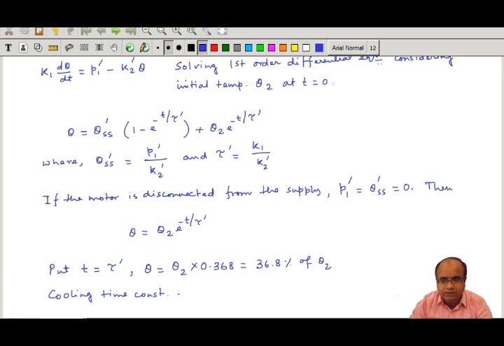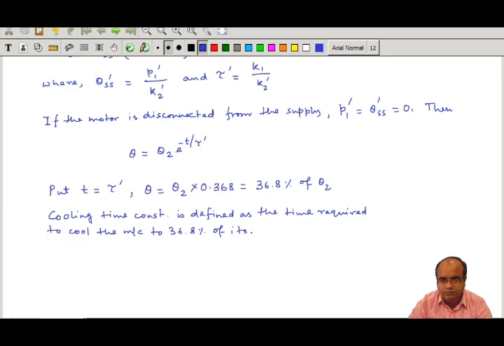That is, the cooling time constant is defined as the time required to cool the machine to 36.8% of its initial temperature rise.